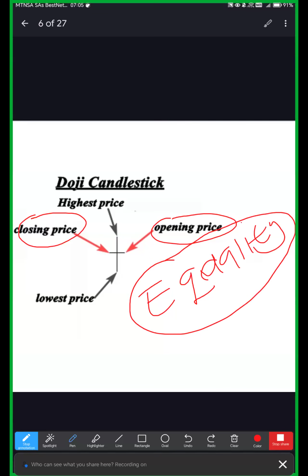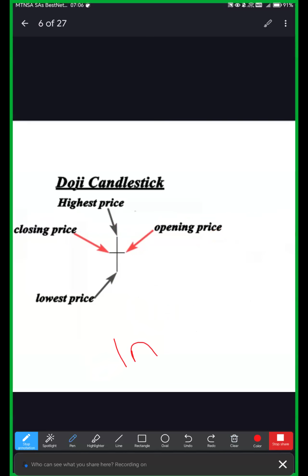Because of this equality, the power on one side and the power on the other side is equal. This tells us that the market has not decided which direction it may go. So that brings us what we call indecision in the market. Since the power of buyers and sellers is equal, the market has not decided which direction it is going. All right, so this is what we call a doji candlestick chart pattern.